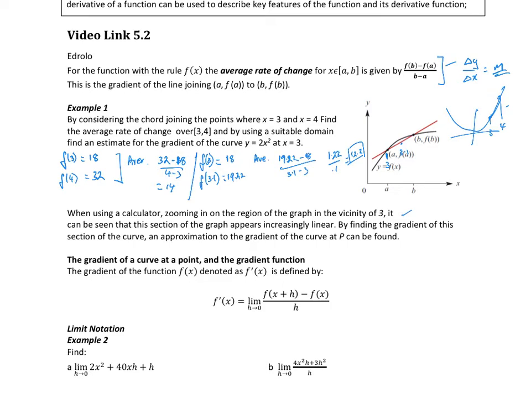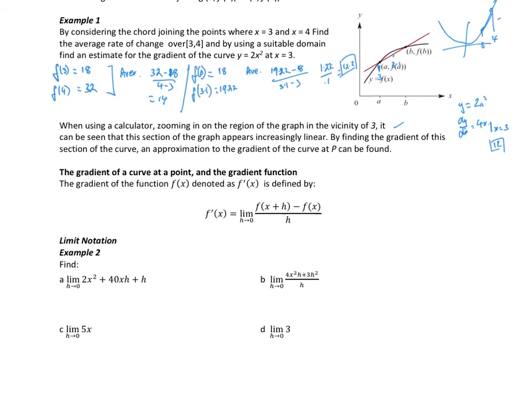So we can see that if we zoom in. And even if we do it quick from our knowledge, if y equals 2x squared, well then the derivative dy/dx is 4x. And if I put x equal to 3, 4 times 3 is 12. So that's the exact, that's the instantaneous. So 12.2 is a pretty good approximate.